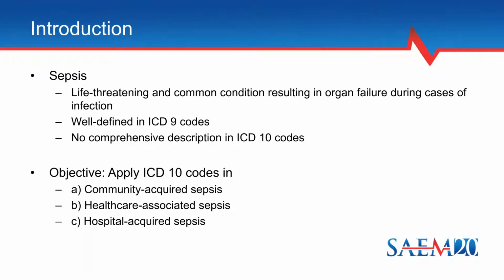To begin with, sepsis is a life-threatening condition resulting in organ dysfunction during cases of infection. It is well defined in ICD-9 codes. However, it does not have any comprehensive description in ICD-10 codes. So our objective in this study is to apply ICD-10 codes in all three subtypes of sepsis, which are community-acquired sepsis, healthcare-associated sepsis, and hospital-acquired sepsis.